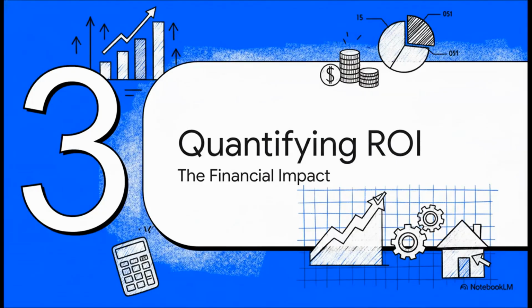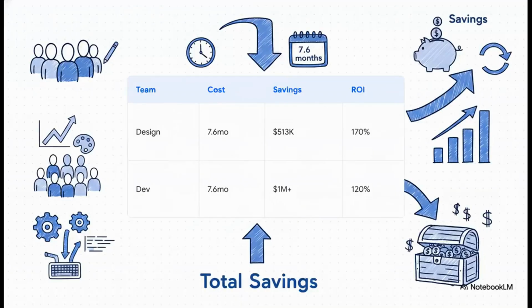But hey, I know a philosophy isn't going to get buy-in from the C-suite on its own, so let's get into the hard math in section 3, quantifying ROI. Let's look at a very realistic scenario for a mid-sized enterprise over a 5-year span. Imagine you've got a team of 5 designers and 10 developers. Now, the initial investment to build this system effectively eats up about 7.6 months of the team's time upfront. But wait, look at the reclaimed capacity.